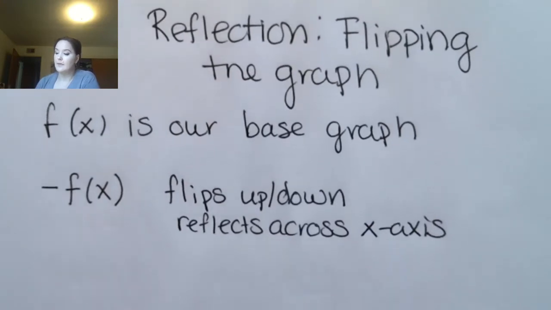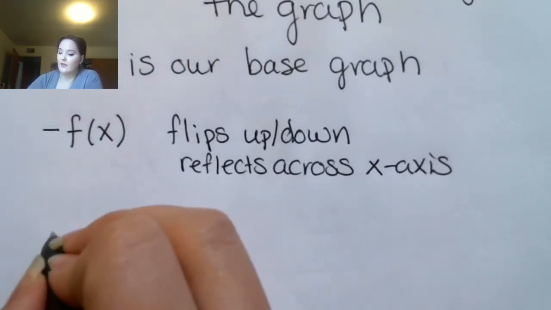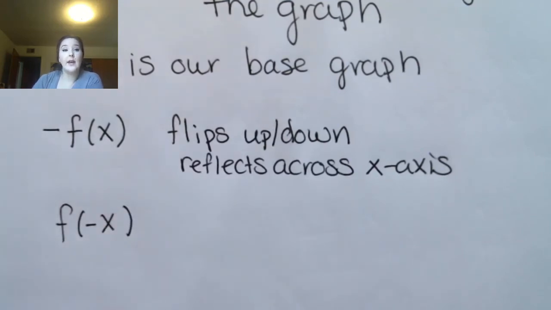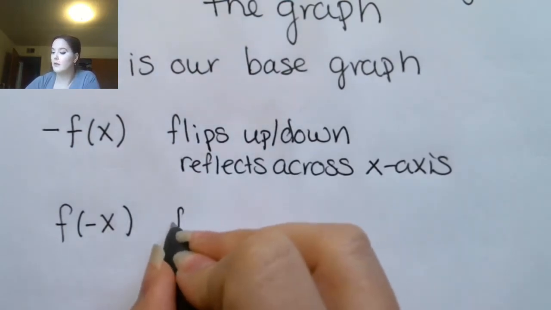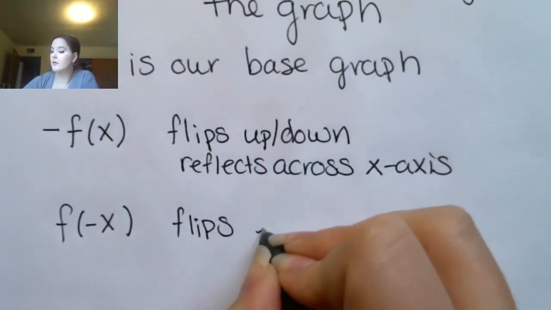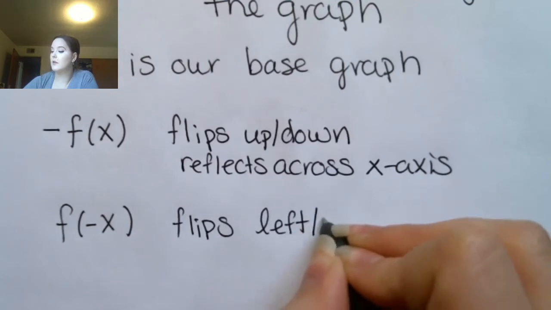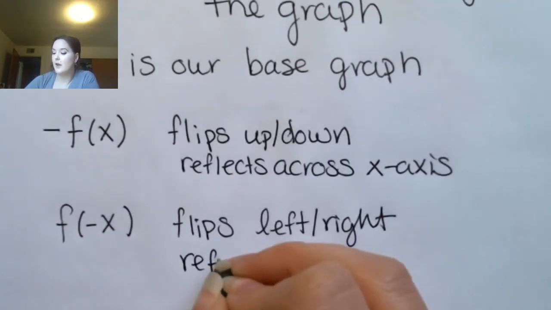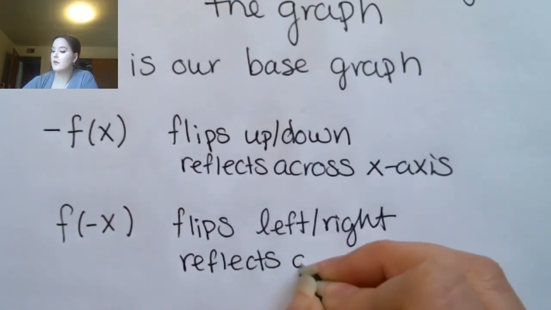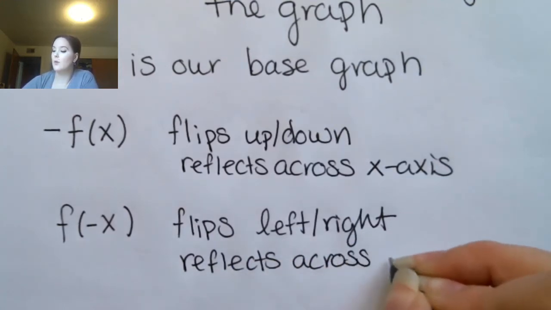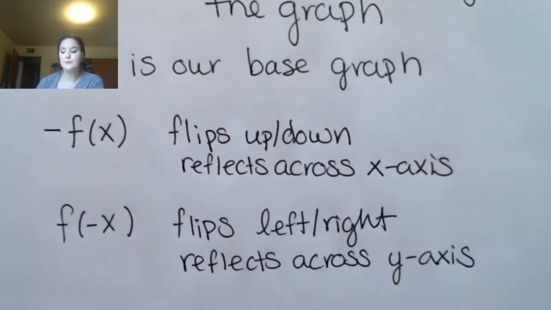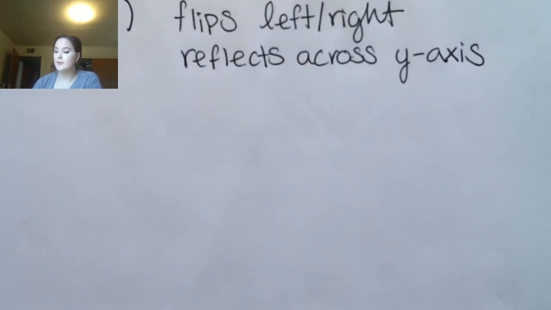Now, if it's inside the function, like this, that's going to affect the x coordinates, so it's going to flip it left to right, which you can also say reflects across the y-axis. Okay, so let's look at some examples of this.